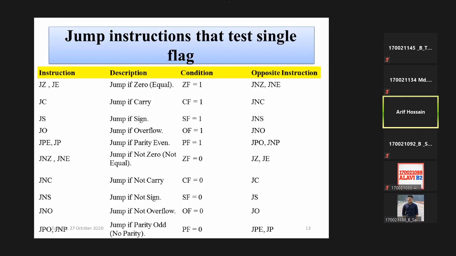We were comparing. But look at these instructions. This compares for the single flag only, like jump if 0, jump if equal. Of course, you need to specify equal to what. Then jump if carry, jump if sign, jump if overflow. I mean, very simple. Jump if parity even, not 0, not carry, not sign, not overflow. Simple. I mean, there is nothing complicated over here.